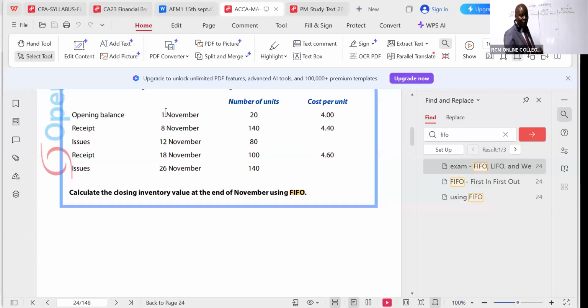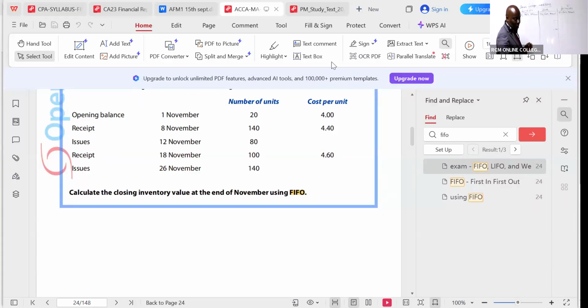So you can see the opening balance was on 1st November. So the first date here is 1st of November, so you write it here first. Don't write November again because November has been taken care of. So what happened on 1st November? We had an opening balance of 20 and each one of them was costing how much? 4.